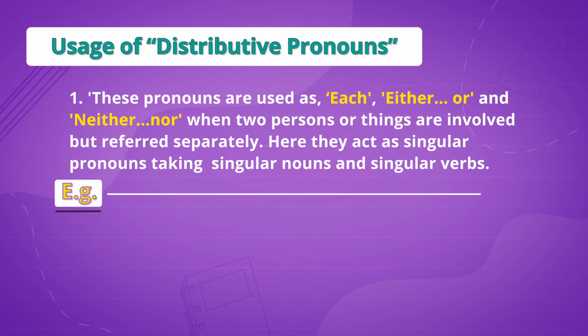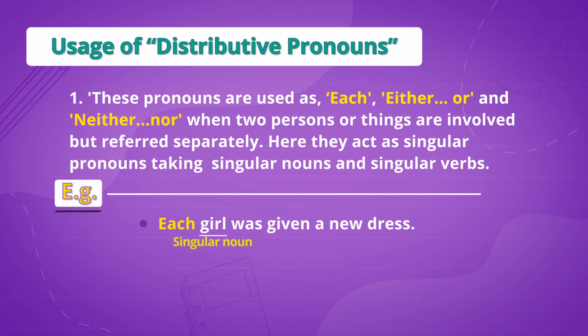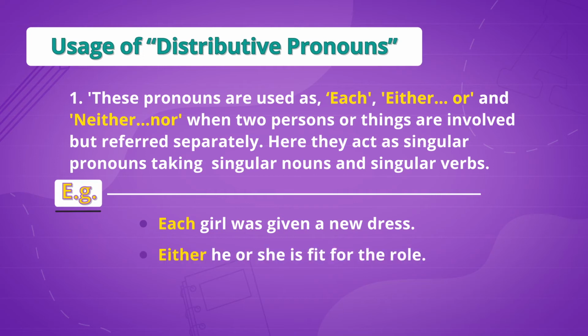For example, each girl was given a new dress. Here each is a singular pronoun and girl is considered to be a singular noun and hence takes the singular verb was. Though there are two girls, we are referring to each girl separately. The same explanation goes to the following examples. Either he or she is fit for the role. Neither this nor that road is safe.